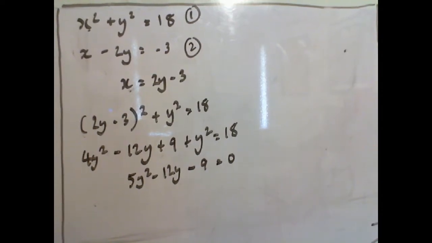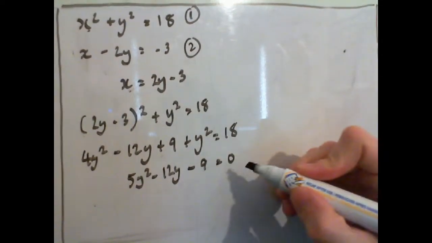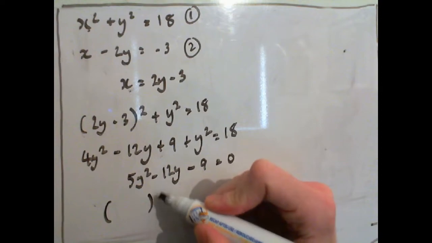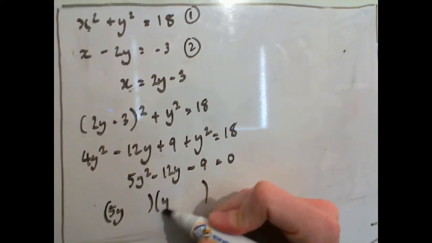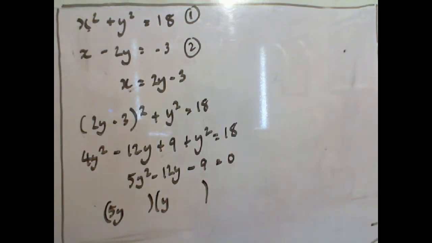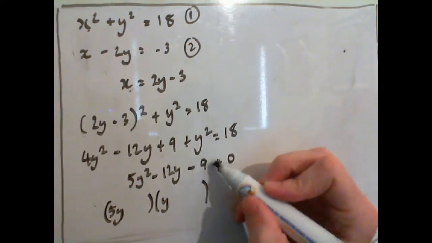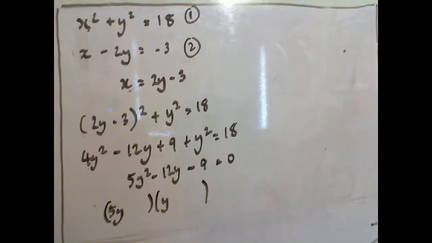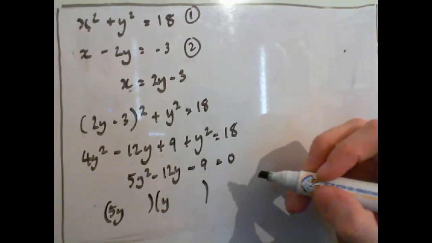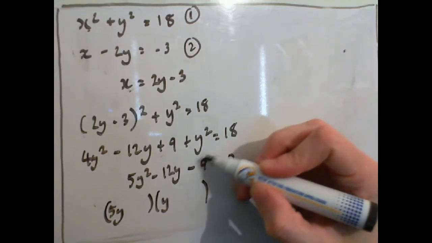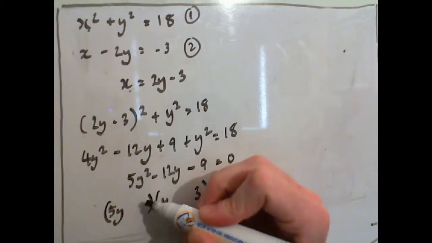You could use the quadratic formula, but it's actually not too much of an ask to do the factorization, because we've got 5y and y. Because 5 is prime, it can only be these two. And then I've got two options for 9, 1 and 9, or 3 and 3. And considering that the difference is only minus 12 when I multiply out, I'm pretty sure we're going to have to use 3 and 3.